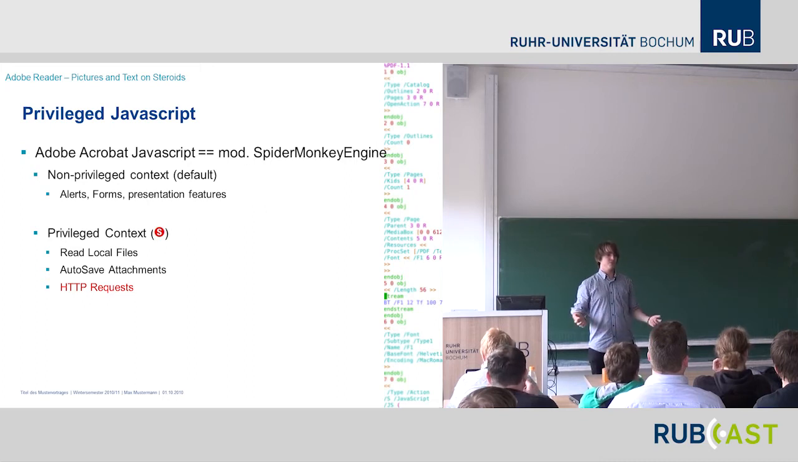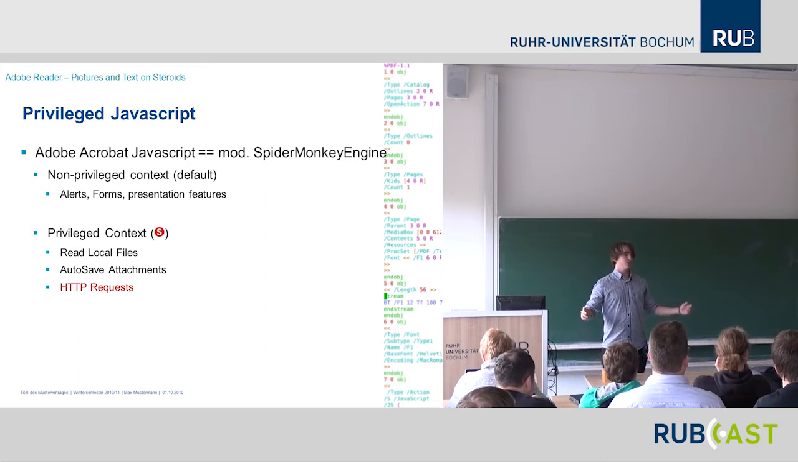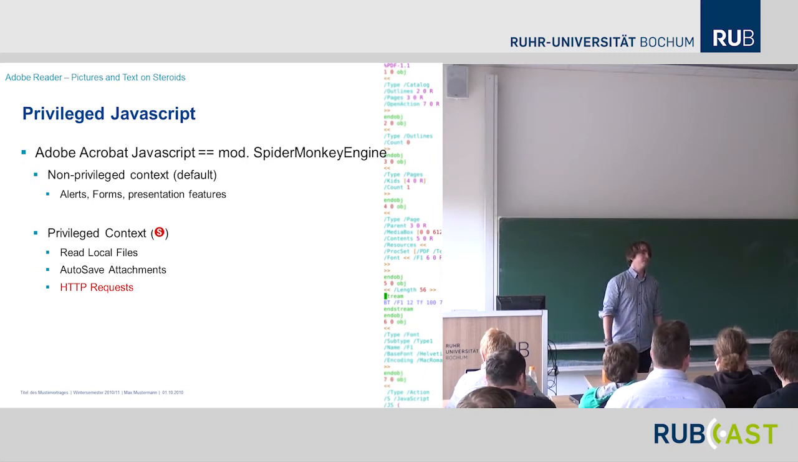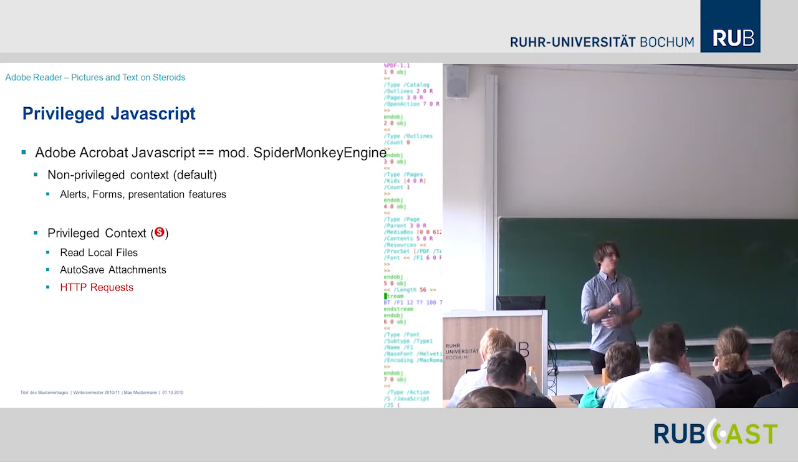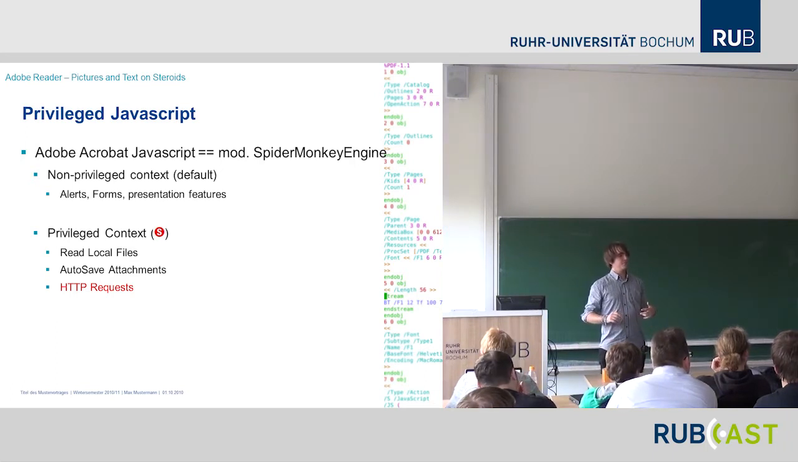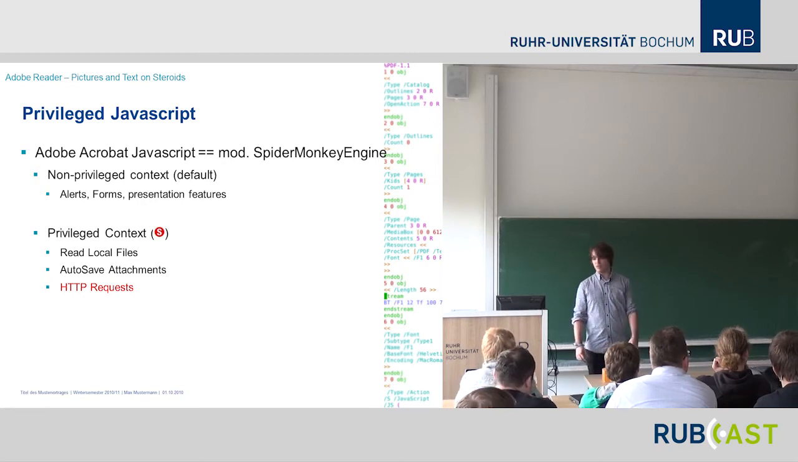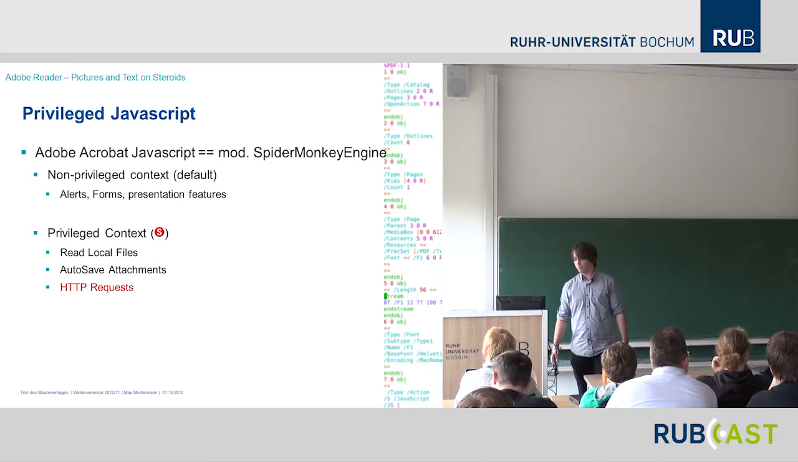They have one non-privileged context and a privileged context. The non-privileged context is kind of boring. You can use it to make alerts or beep or change the text color or something like this. And the privileged API can read local files from the local file system. It can use the net.http API. You can save attachments, as you have seen, and there is much more.